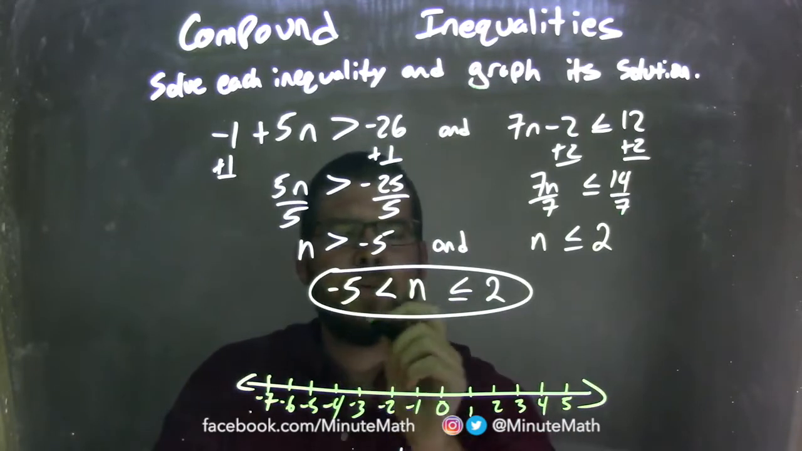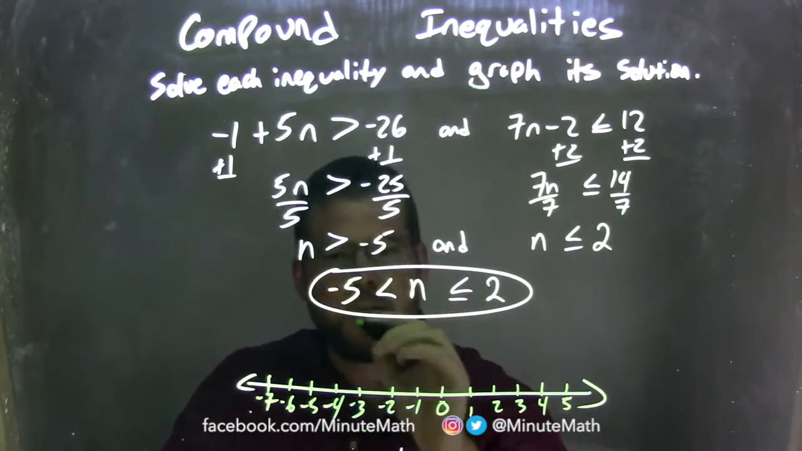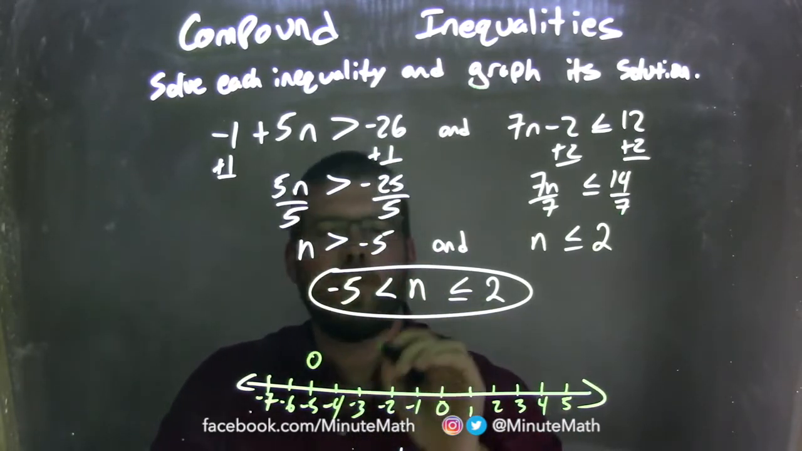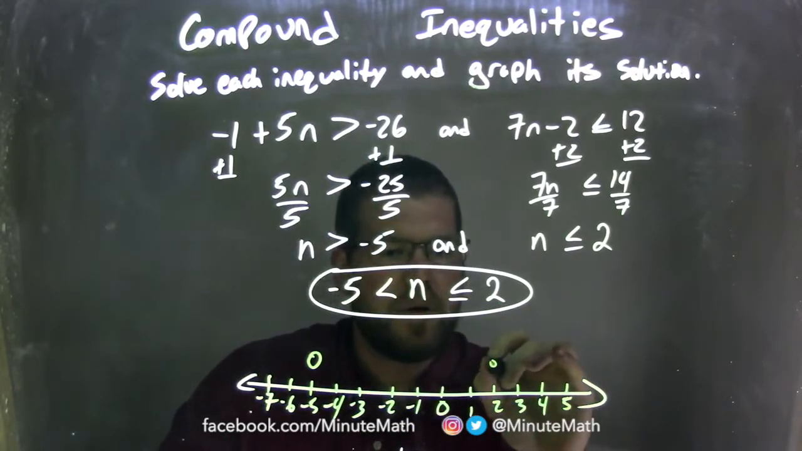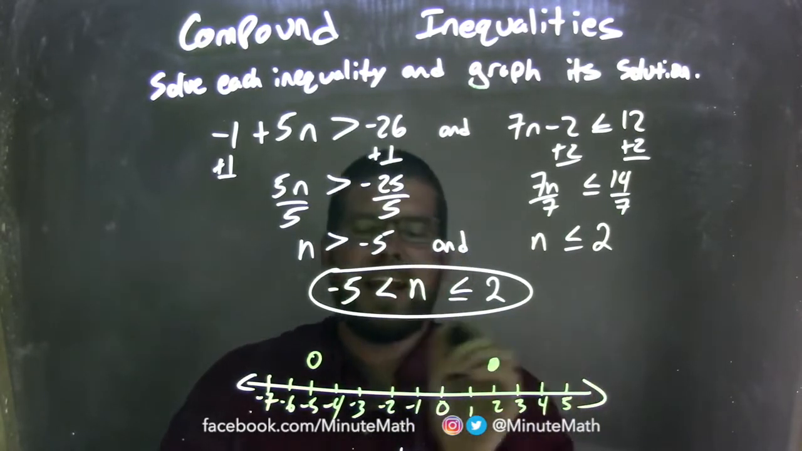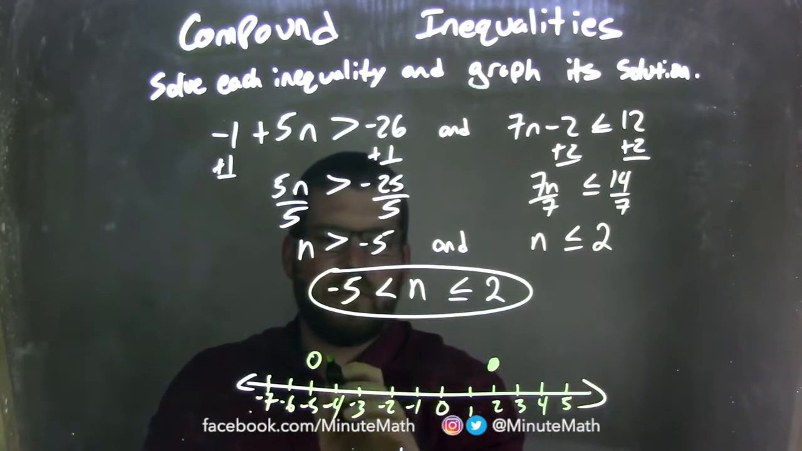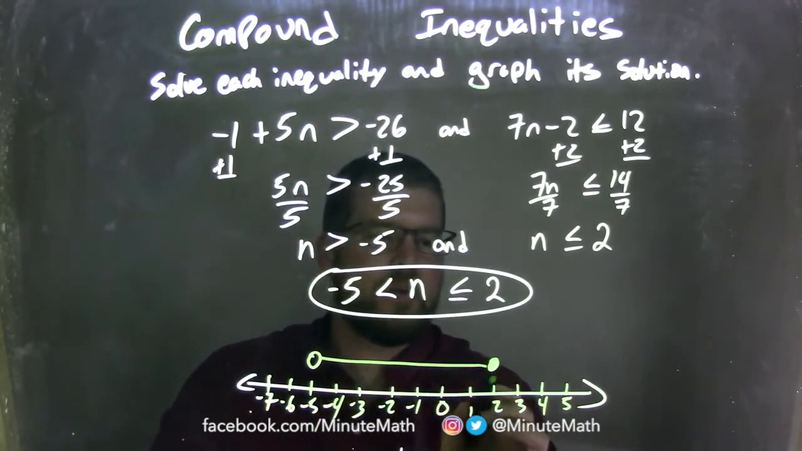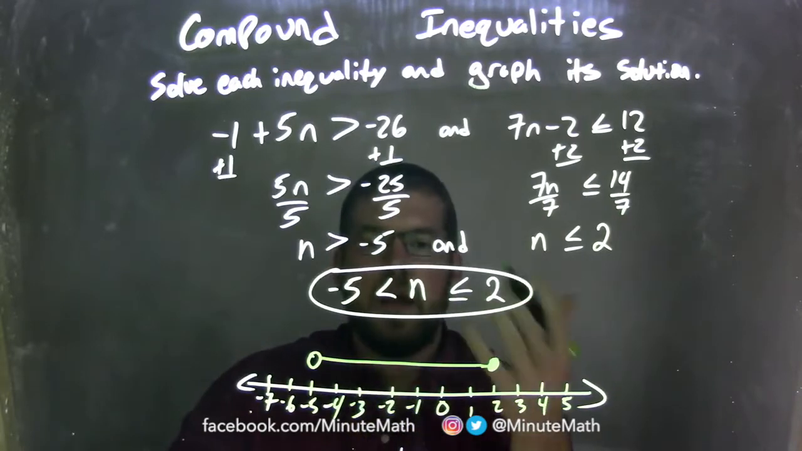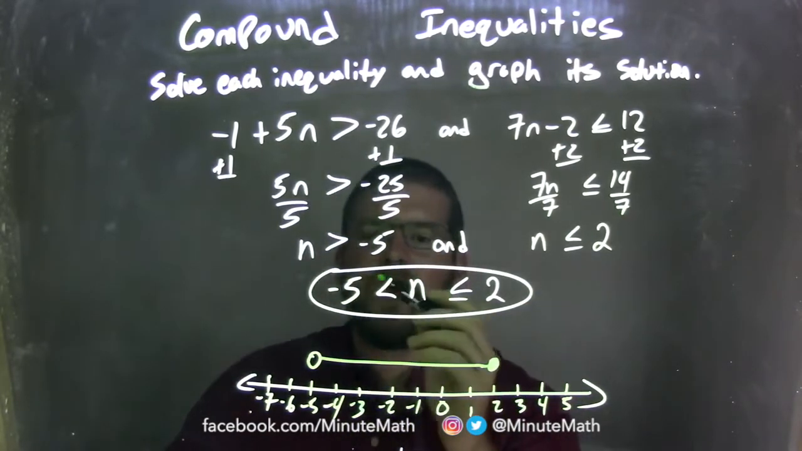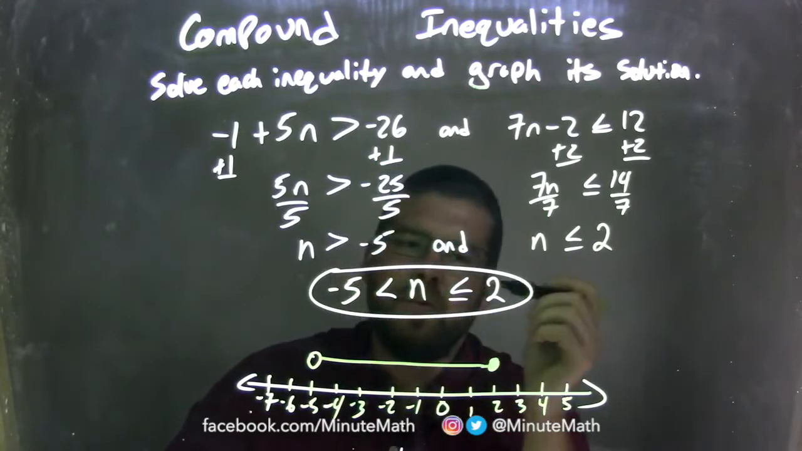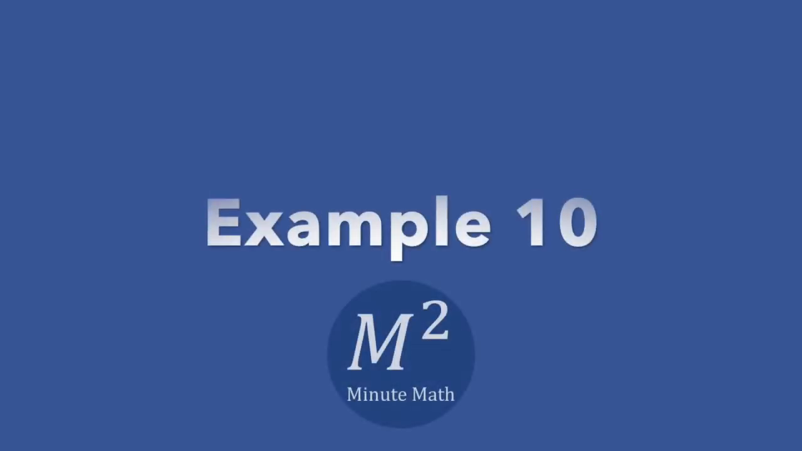Well, -5 is less than n. It's not equal to n, but it's less than n. So we're going to put an open circle there, all right? And then at 2, we said it can equal, so I'm going to put a closed circle there. And then n exists between those two. So I'll put my line that goes between them right there. And there we have it. Our graph here represents all the values that n can be, which are -5 is less than n, which is less than or equal to 2.